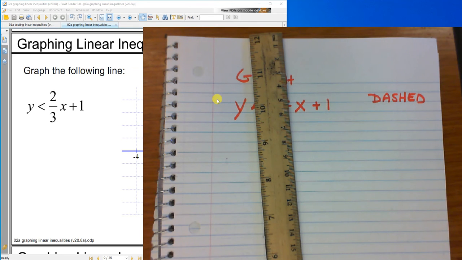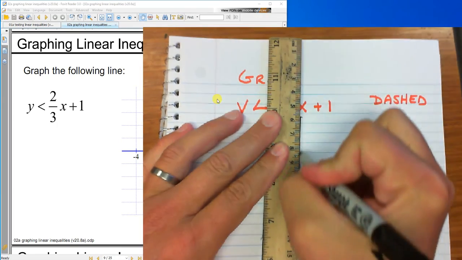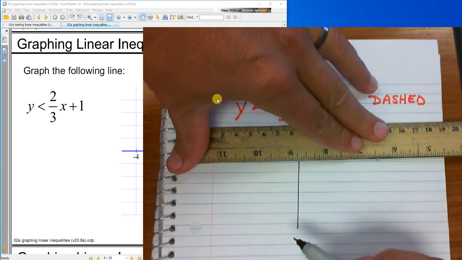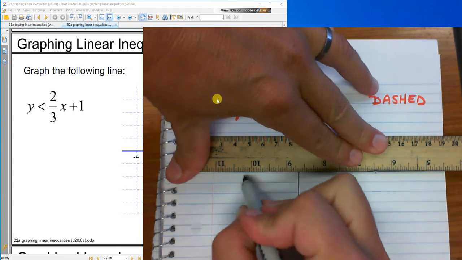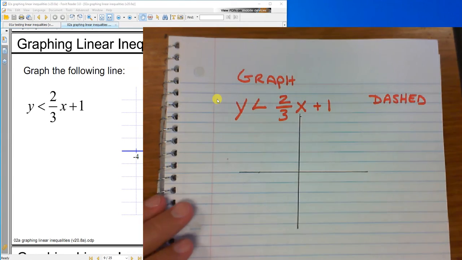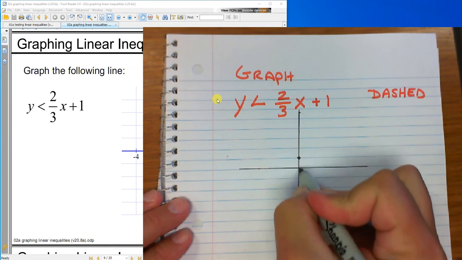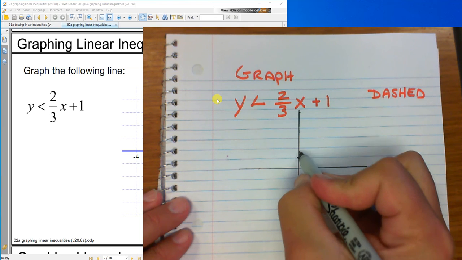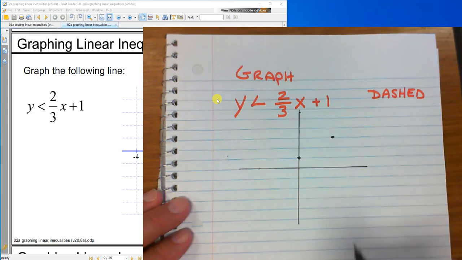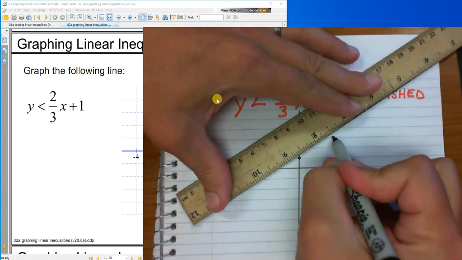Graph paper would be better for this, but I know you guys are just using notebooks, so let's make it work with this. I'm still trying to use the lines of my paper pretty nicely. So where would this start? It would start at 1, so it's going to start right about there. I'm using the lines as 1, 2, 3. Then it's going to go up to 1, 2, and over 1, 2, 3. You told me it was a dashed line.